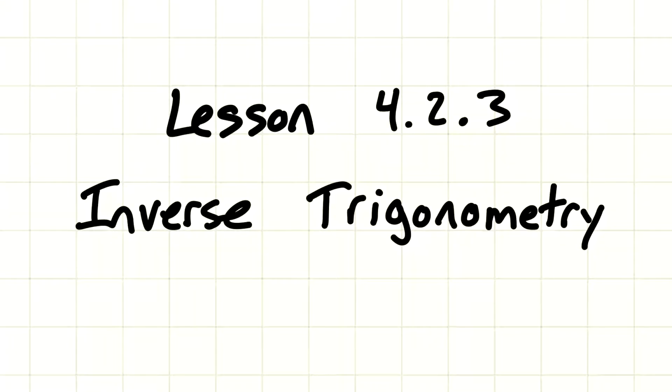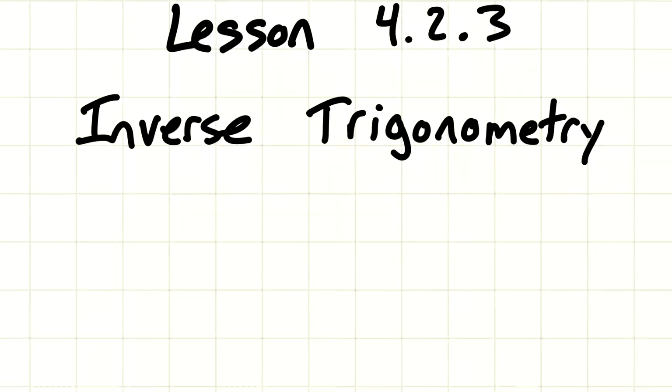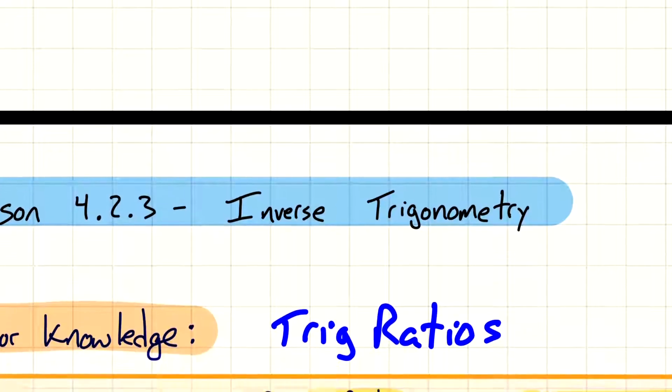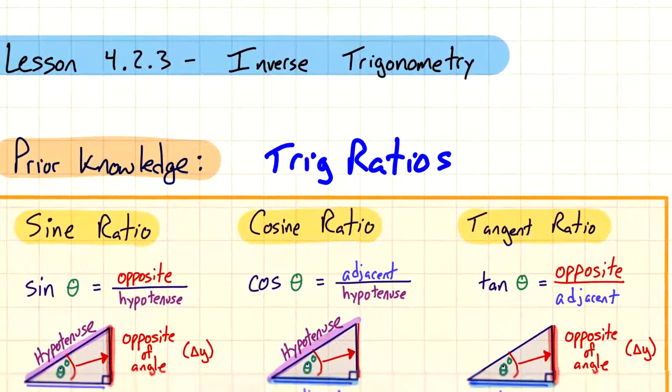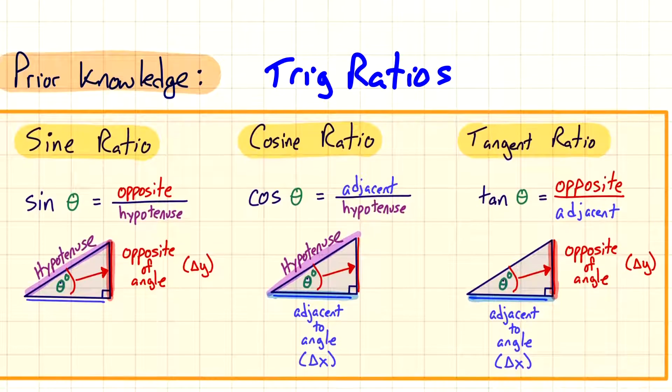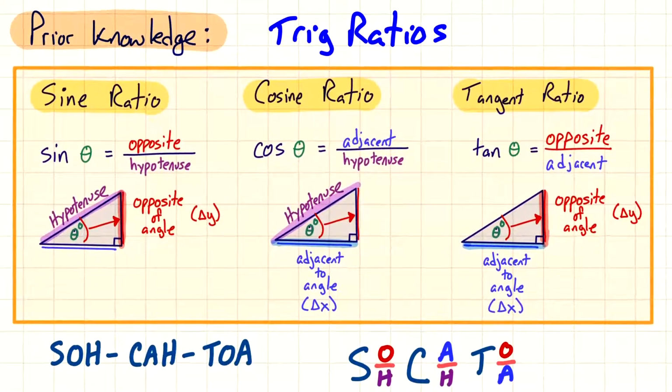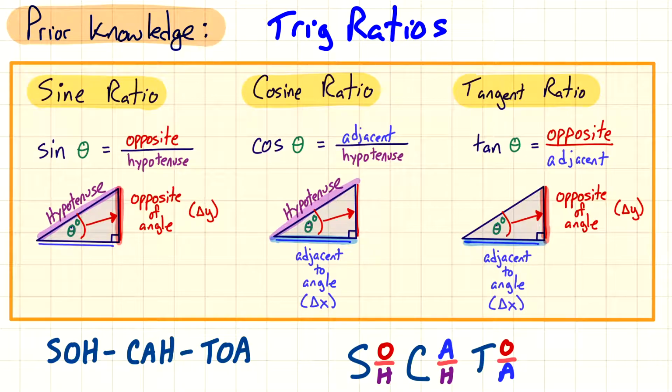Hi everyone, this is lesson 423 on inverse trigonometry. The last few lessons we've talked about finishing up the trig ratios. And so as a reminder, again, here's our sine, cosine, tangent ratios that we've been discussing in case you need those as a reminder. We also talked about how to remember these using SOHCAHTOA, which you might see written out in some books or online.